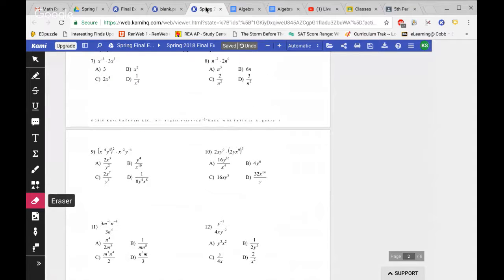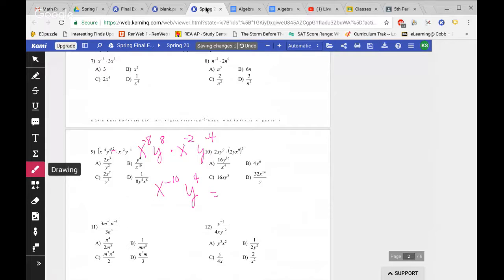On this one, what you want to do first is distribute the 2 to everything inside the parentheses. So you'll have x, and when it's a power to a power, you multiply. So negative 4 times 2 is what? Negative 8. And 4 times 2 is 8. And now we have negative 2 and y to the negative 4. So negative 8 plus a negative 2 is a negative 10, right? And then 8 plus a negative 4 is a positive 4. Yes? Okay.